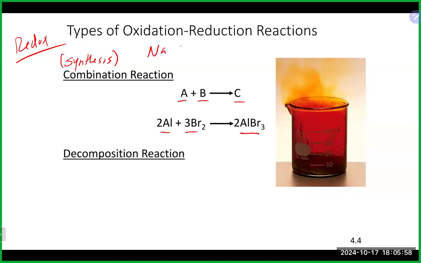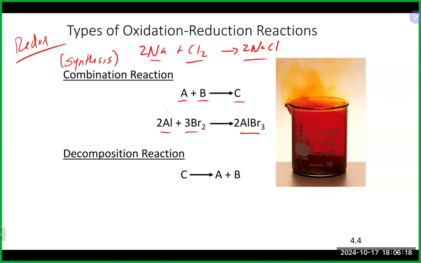I have sodium plus chlorine making sodium chloride. That is also two things make one thing, a combination or synthesis reaction. So a more specific classification of this reaction is a synthesis or combination reaction. This is still a redox reaction happening.